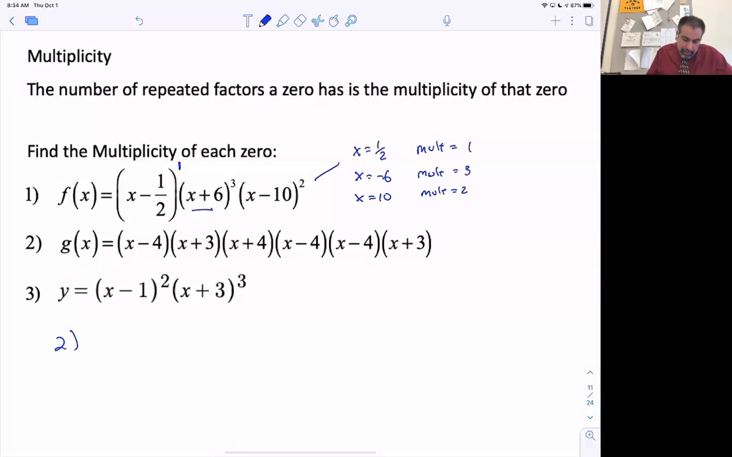In example 2, I've got solutions of x equals 4, x equals -3, x equals -4. This one's going to give me a solution of 4 again, this one a solution of 4 again, this one a solution of -3. So when I find out how many of these factors give me the solution 4, it's this factor, and this factor. So I know the multiplicity of this factor is 3.